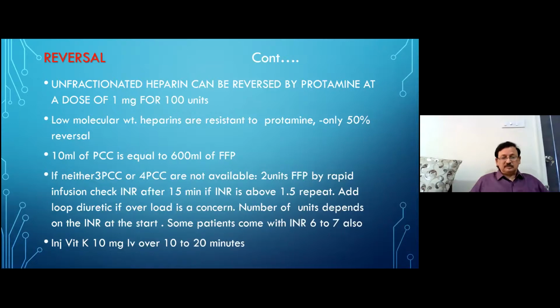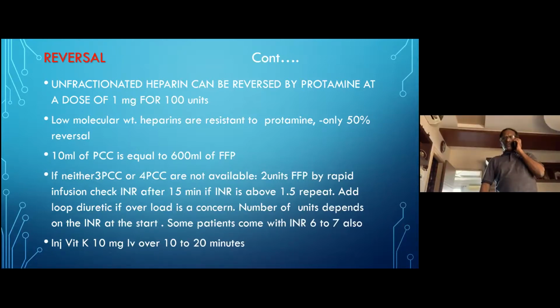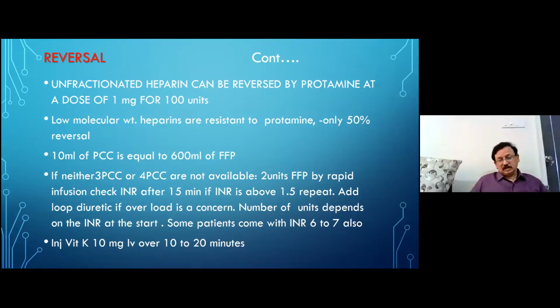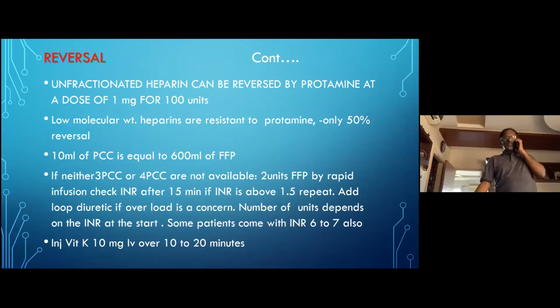If PCC or 4-factor PCC is not available, how do you manage this patient? First, start with 2 units of FFP by rapid infusion. Check INR after 15 minutes. If the INR is still above 1.5, repeat 2 more units. Add a loop diuretic if overload is a concern. The number of units depends on the INR at the start, so altogether it may add up to 6 or 7 units. At that time you have to give vitamin K, all these things along with the other measures, at a dose of 10 mg IV.